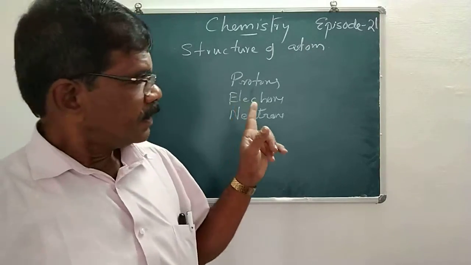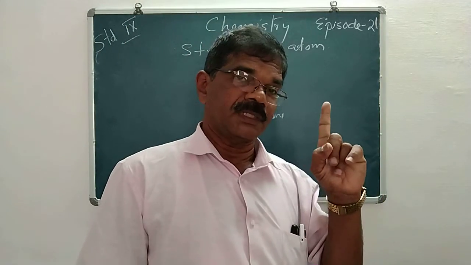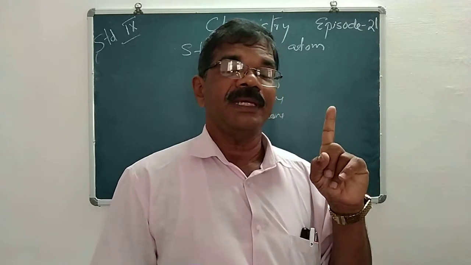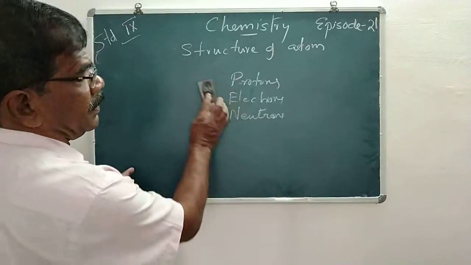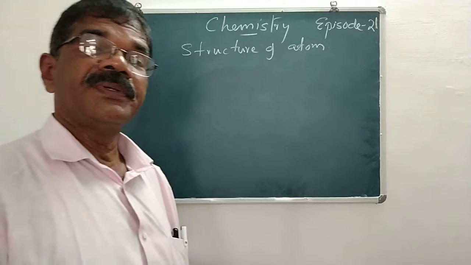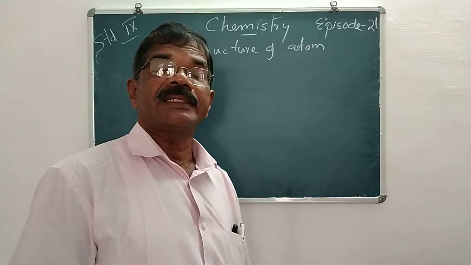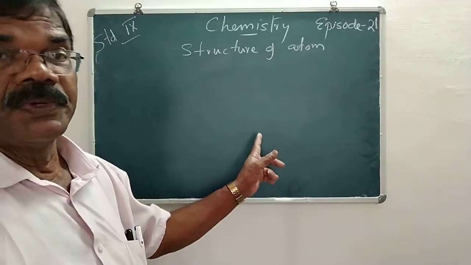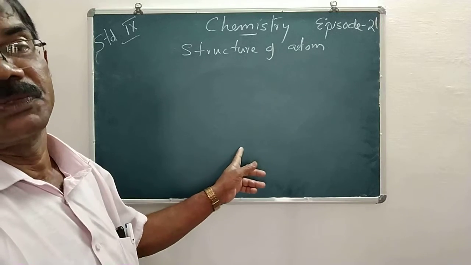Then the most important thing is the electron configuration. What do you mean by electron configuration? Electron configuration means the arrangement of electrons in different shells around the nucleus.